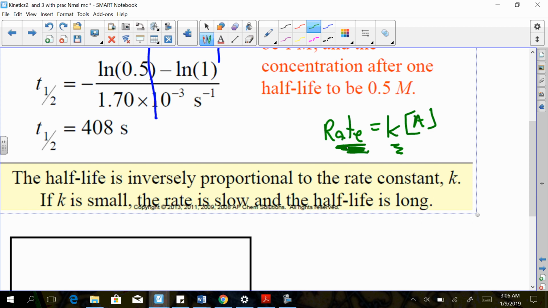The opposite is also true. If it's really fast, this is going to be a really high number, fast rate, really fast. K is going to be big. And if K is big, then it has a very short half-life. Won't take long.